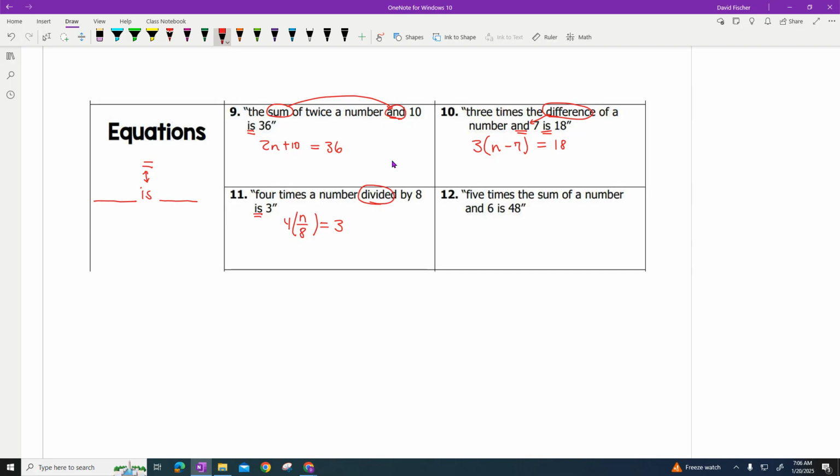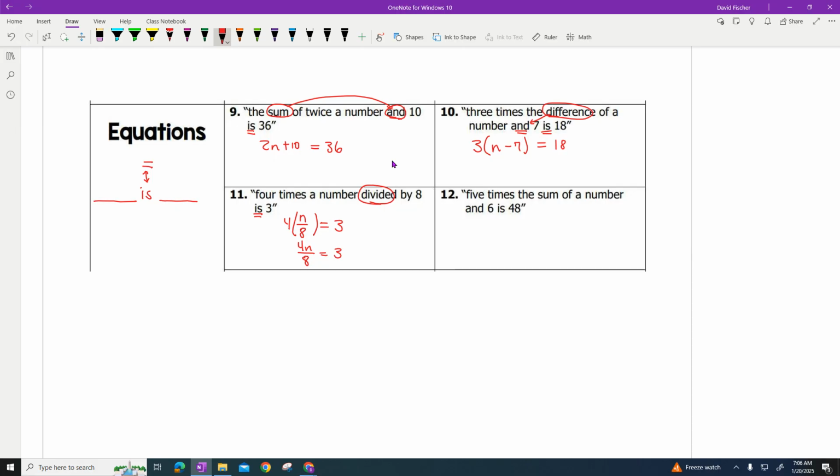We could have also written it this way. It would have been the same thing. 4 times a number divided by 8 is 3. So I guess you could have written it that way as well. Same thing, because 4 times n is 4n. So either one of those would have been okay now that I think about it and read that more carefully.